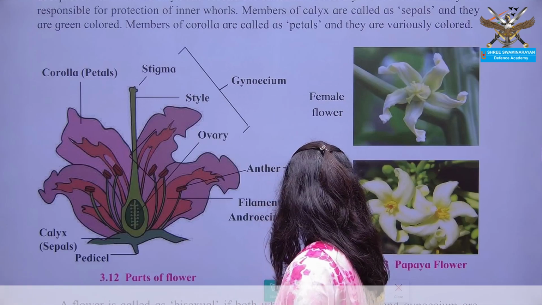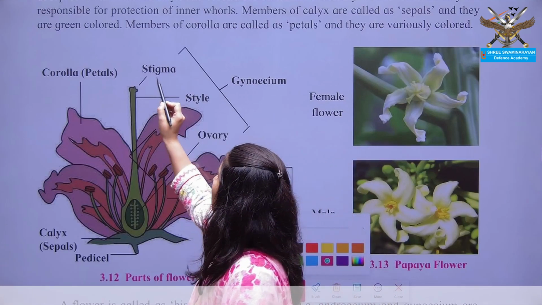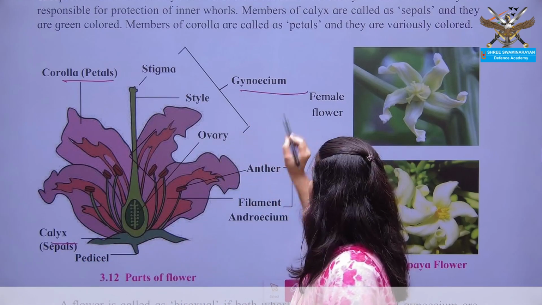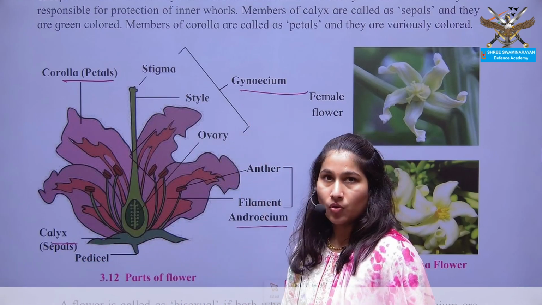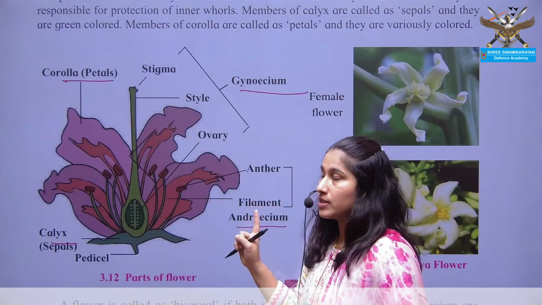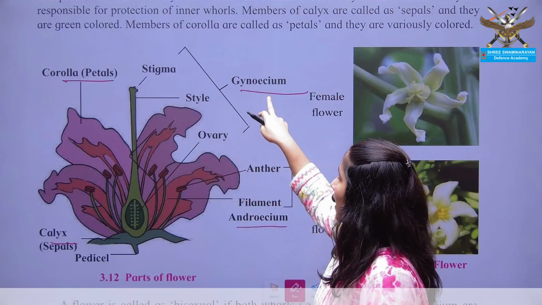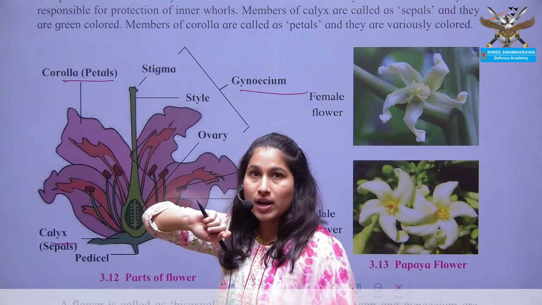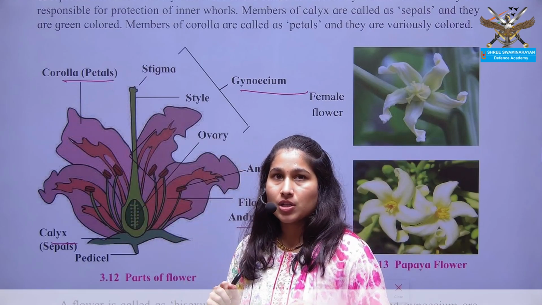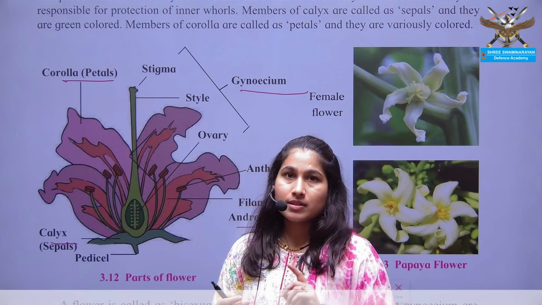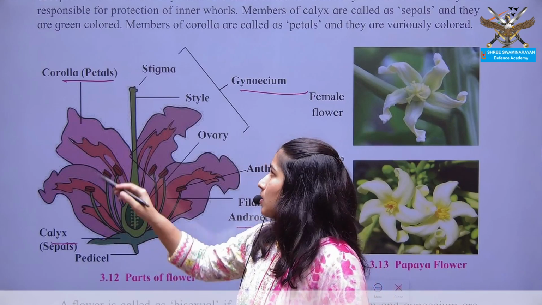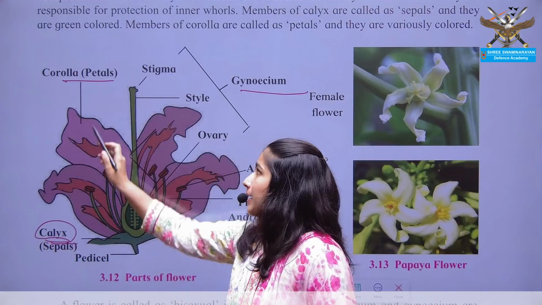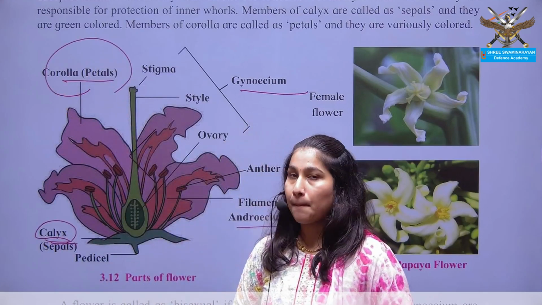So in a flower there are 4 kinds of whorls, that is, 4 important structures are seen. So what are the structures? They are corolla, calyx, gynoecium and androecium. Okay, the important whorls present in the flower are gynoecium, androecium, calyx and corolla. The individual member of corolla is known as petal. In common language, you say petals, sepals, right? So the individual member of calyx is known as sepal.